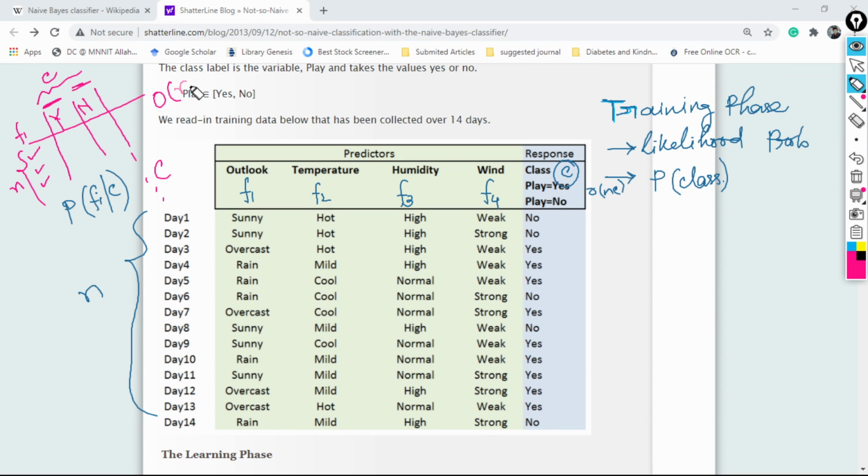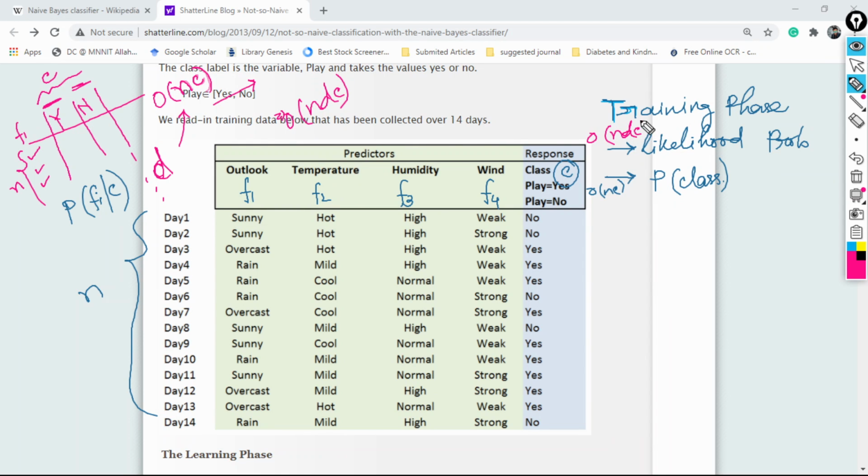Here we are using NC time complexity, and also we have D features, and for each feature we are using a table search. So the total time complexity will be order of NDC, okay, so order of NDC.